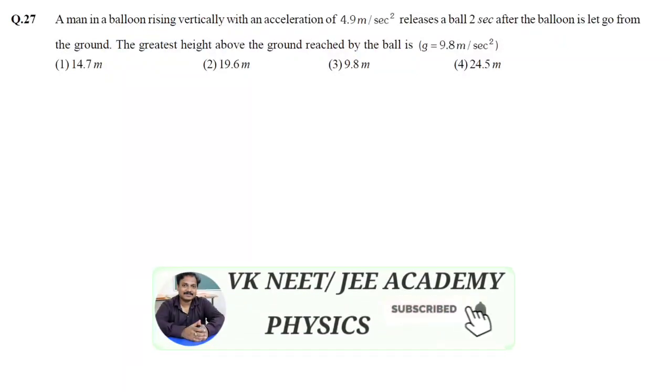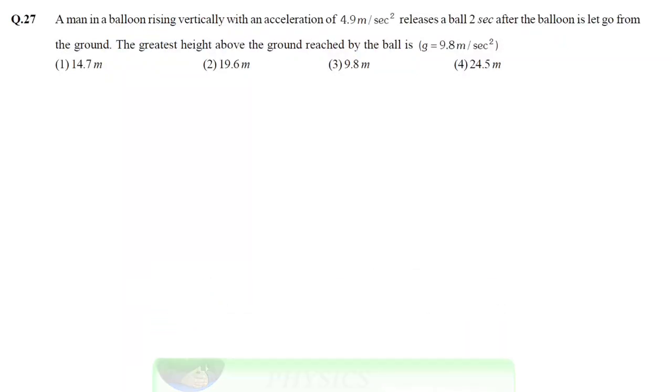Okay, children, now see question number 27. A man in a balloon rising vertically with an acceleration of 4.9 meter per second square releases a ball 2 seconds after the balloon is let go from the ground. The greatest height above the ground reached by the ball is. So just imagine the diagram here.